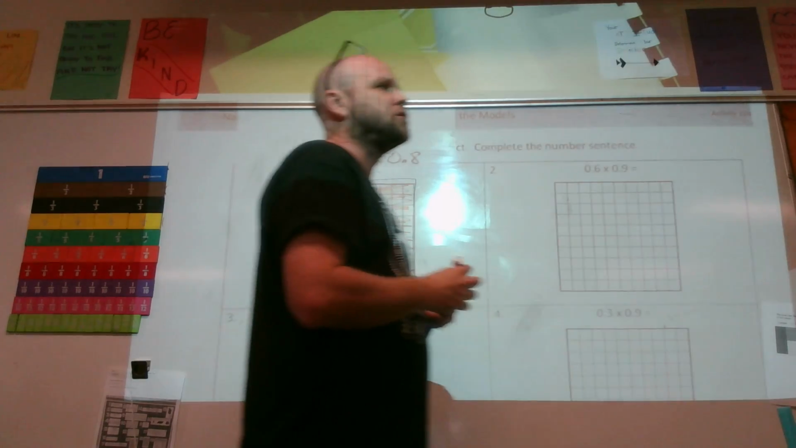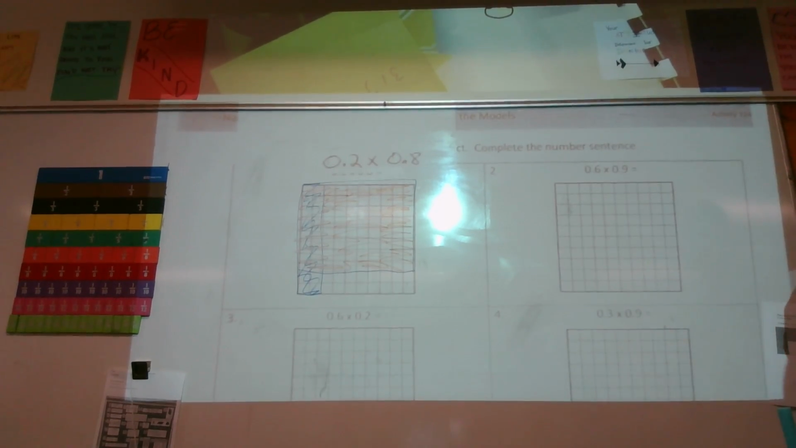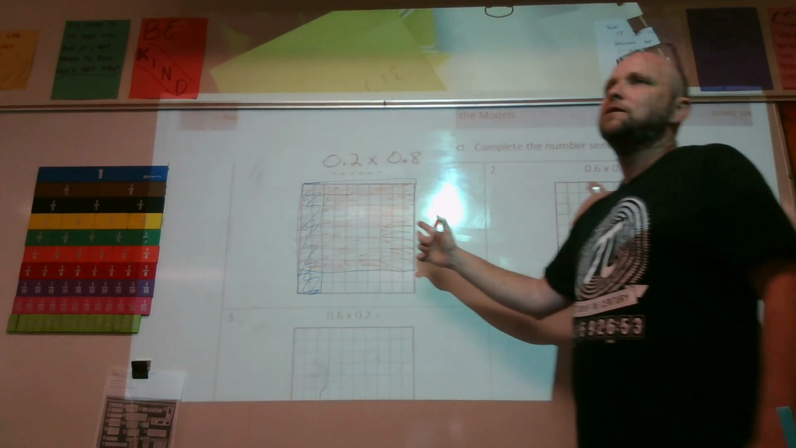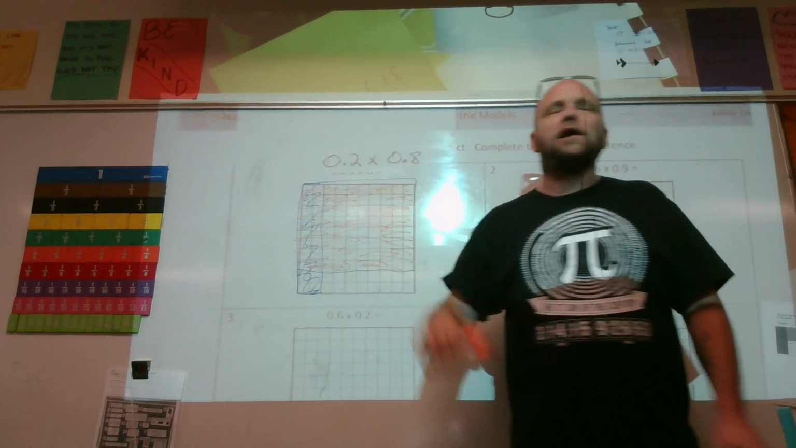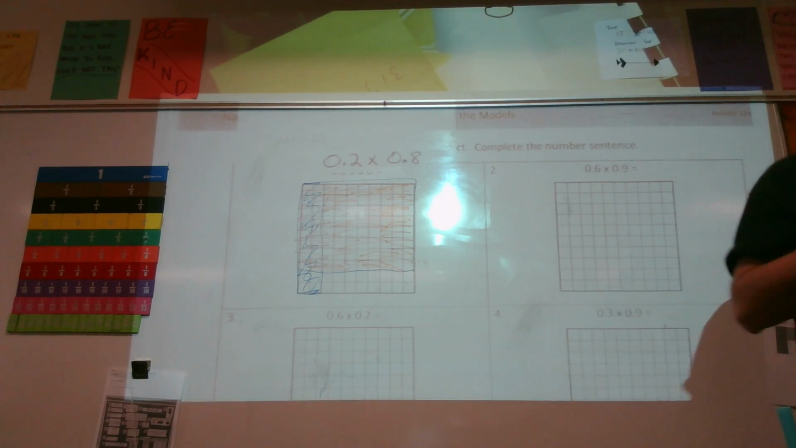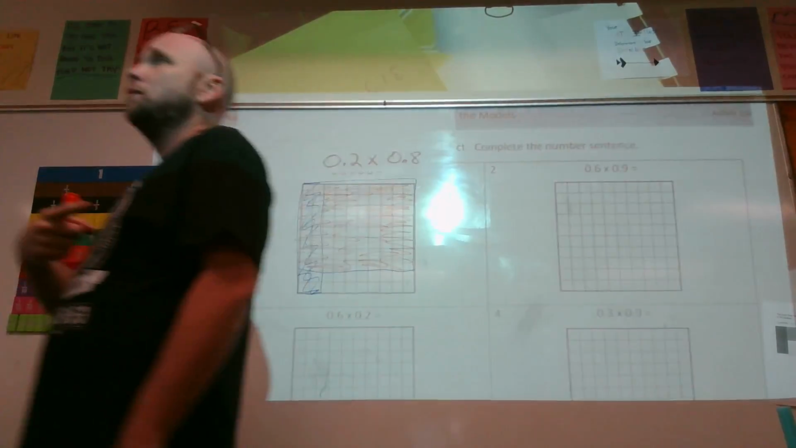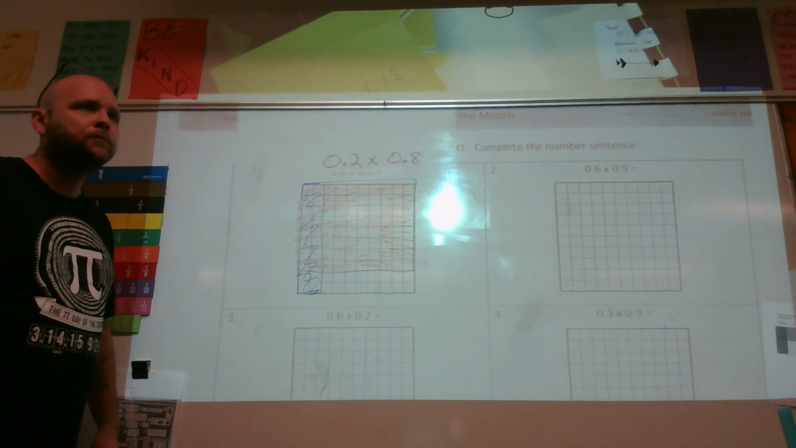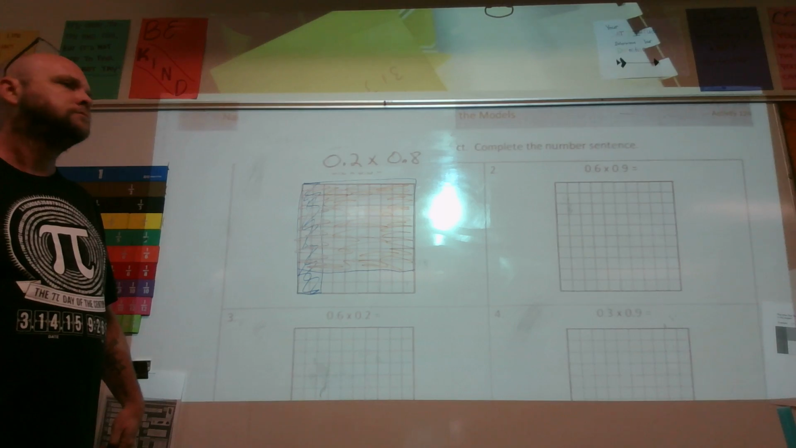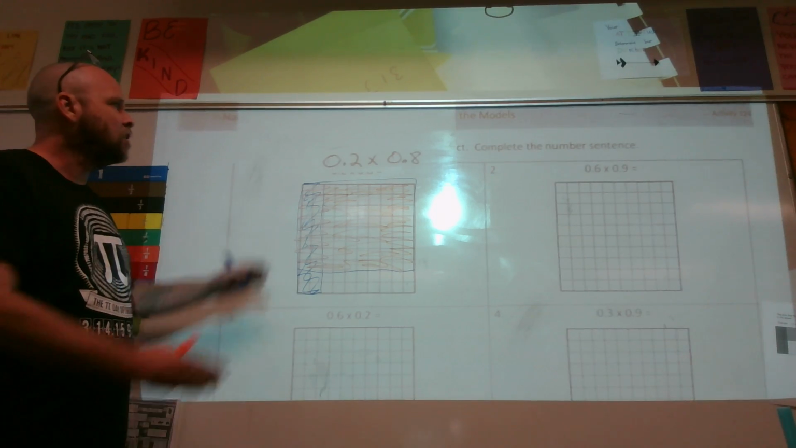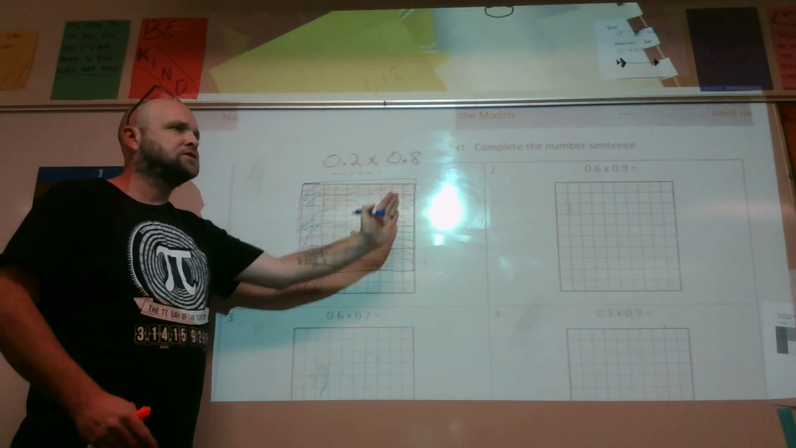You take your second factor and you shade it in horizontally. Your answer is going to be how many of them are shaded in twice. So how many of these little tiny squares do you have shaded in twice? Janelle, will it matter if you put the blue one horizontally? No, it doesn't matter, as long as you shade in one factor vertically and one factor horizontally.